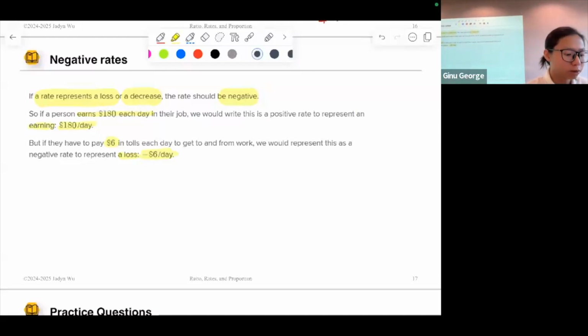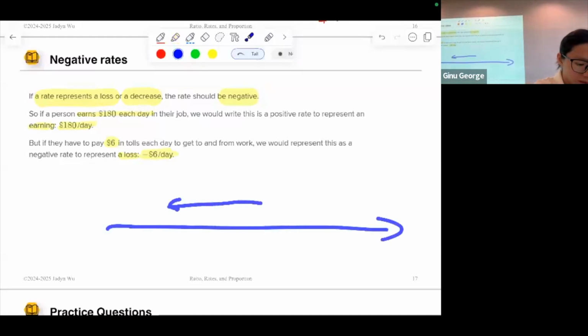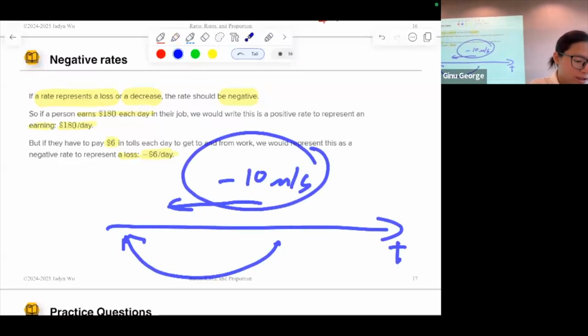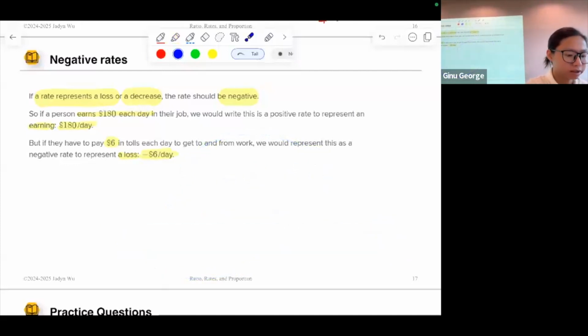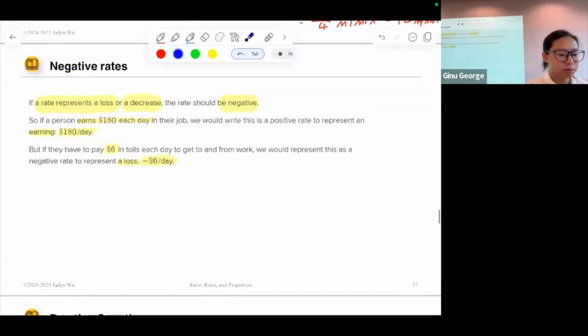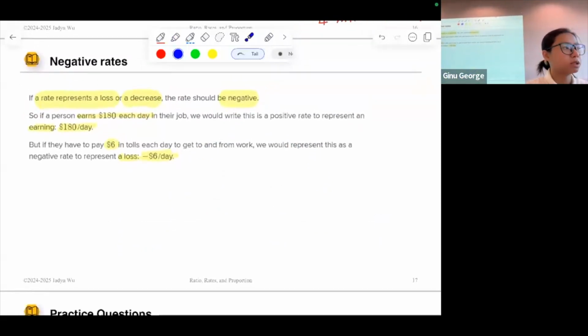And similarly, negative rates can also mean opposite directions. So while we are moving with a negative speed, moving negative 10 meters per second, we're just moving in the opposite direction from the positive axis here. We're running toward the negative number line direction. So that's what negative rates represent. Any questions about the negative rates here?